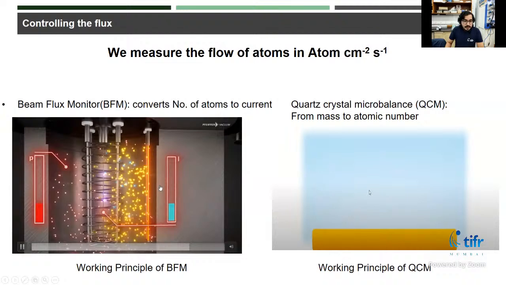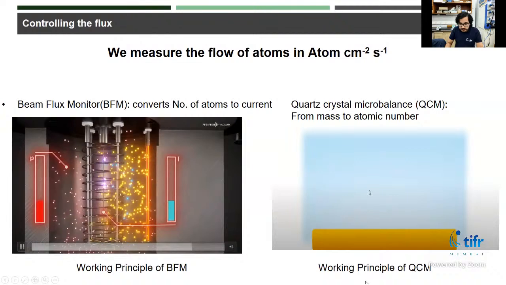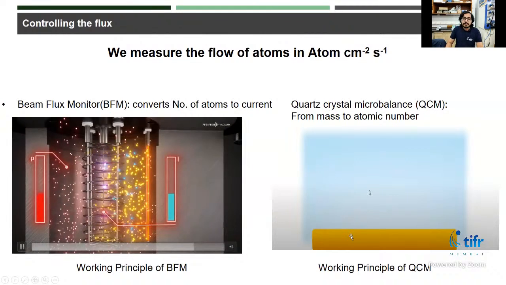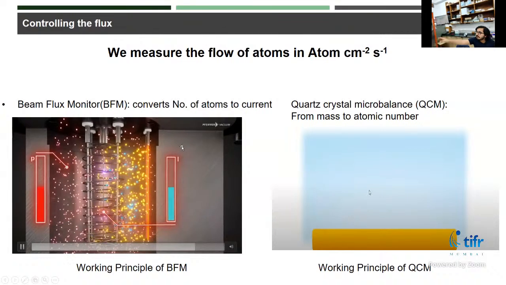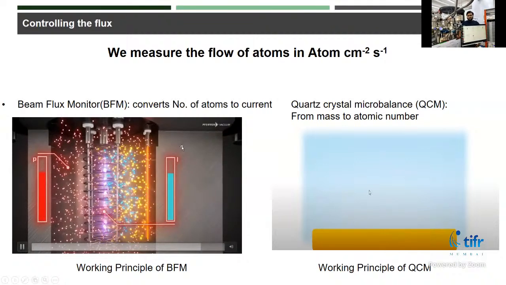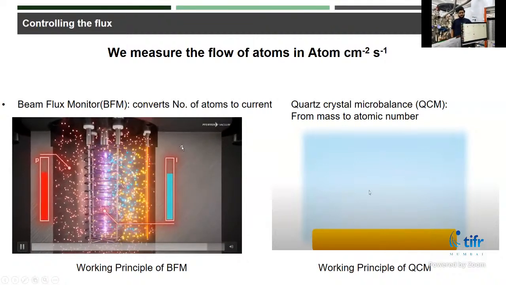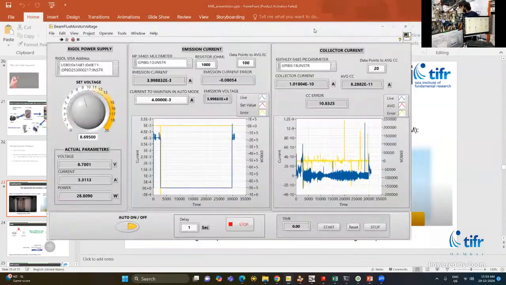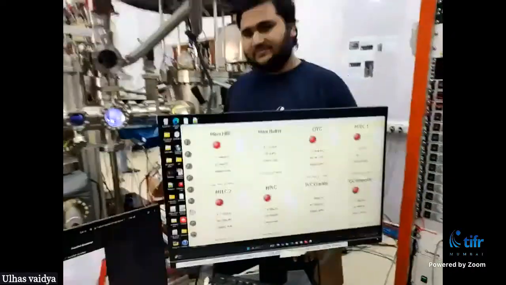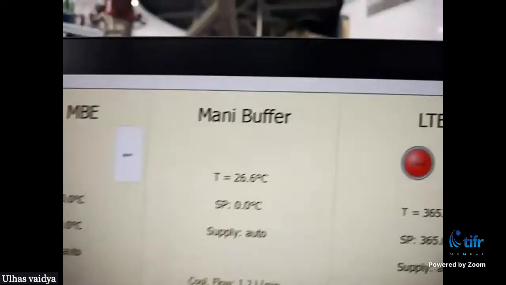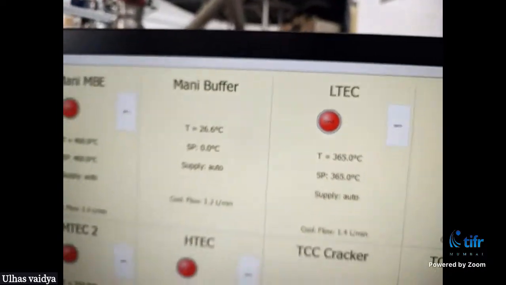So I'll do a quick demo of the beam flux monitor. Here we have the beam flux monitor software on the PC. Maybe you can come here to show that. Okay. So now you can see the MBE controller. We can control the temperatures of the cells from here.